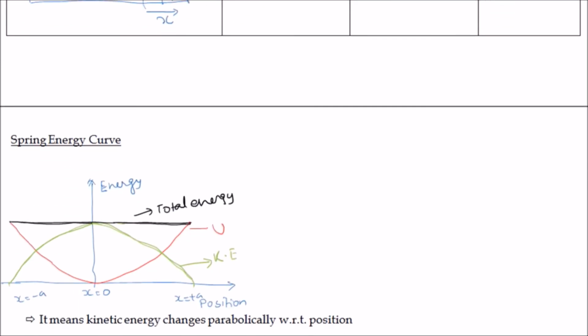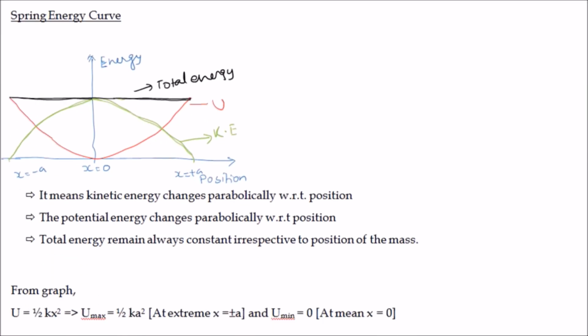So based on the above information, we draw the spring energy curve. The spring energy curve is drawn here. The kinetic energy is shown in green, the potential energy in red, and the total energy in black. As you know, the potential energy is equal to half kx square. This is the equation of a parabola, and the standard equation of a parabola is x square equals 4ay, which is of this form.